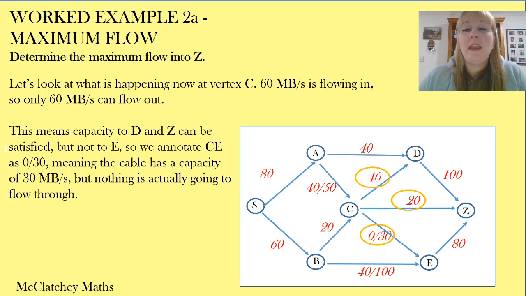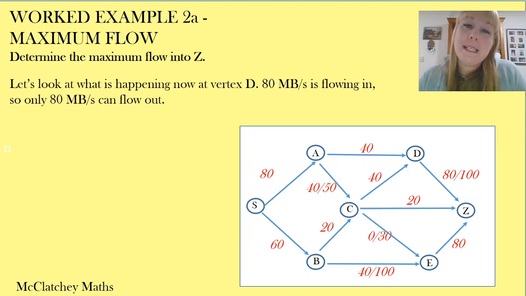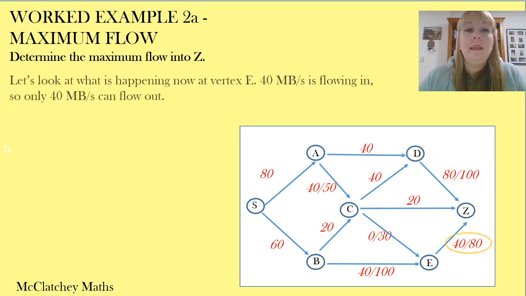Okay, so now I've annotated that part of the network, and now I need to determine the maximum flow from vertex D. Now vertex D, if you recall, had 80 megabytes per second flowing in. That's coming from A and from C. So that means a maximum of 80 can flow out. It's got a capacity of 100, so we represent that as 80/100. 80 coming in, capacity of 100. And now we need to find out what's happening at vertex E as well.